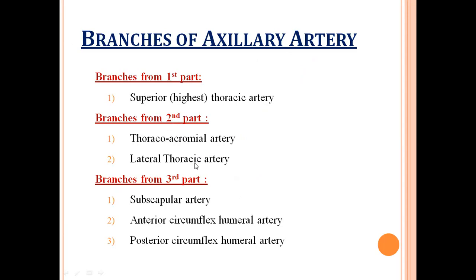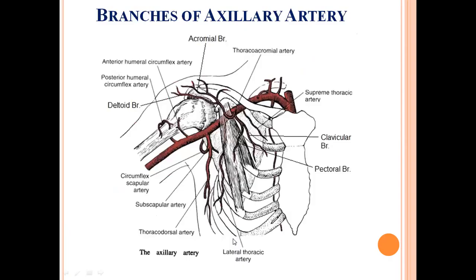Second part gives two branches. What are those? Thoracoacromial and lateral thoracic. Third part gives three branches. What are those? Subscapular, anterior circumflex humeral and posterior circumflex humeral. Now let us see these branches. Okay. So this is the first thing, superior thoracic artery. The very first branch we have is superior thoracic artery. It will be so small when you are doing the dissection. Sometimes it may be cut also. Okay. Then second part we have two branches, right? That is, this is the thoracoacromial artery and this one is lateral thoracic artery.